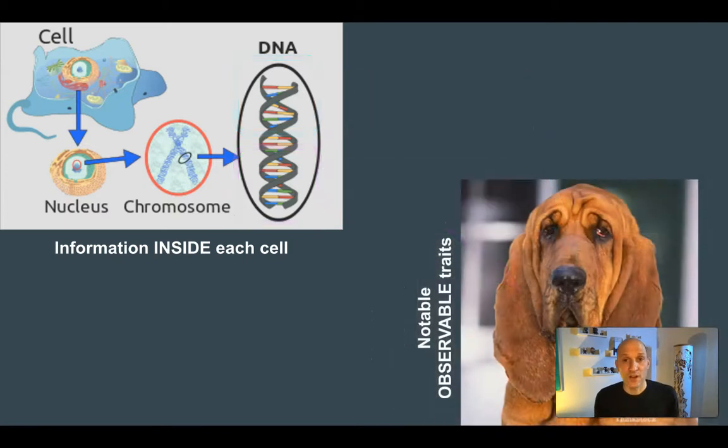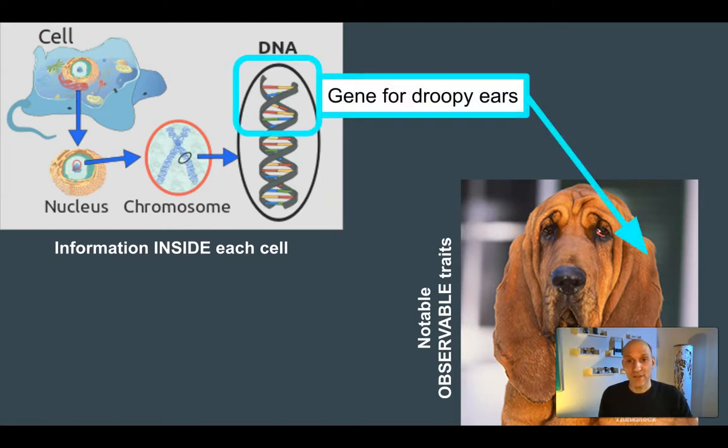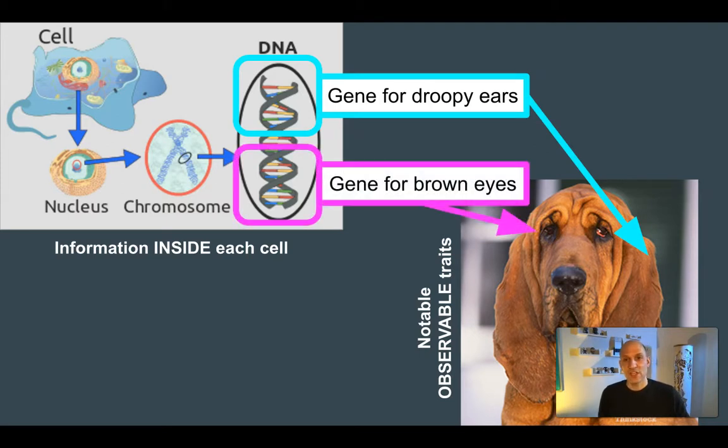Now another dog is going to have very similar DNA, but there's small changes, right? This time, the gene for ears doesn't give it pointy ears, it gives it droopy ears. And the gene for eyes gives it brown eyes instead of blue eyes. So the information inside the second dog's cells is slightly different. Because the genes are slightly different, the traits are slightly different.